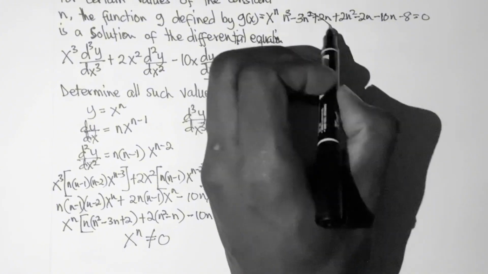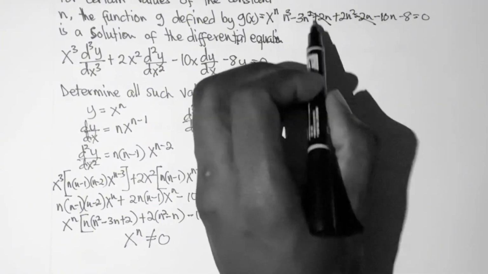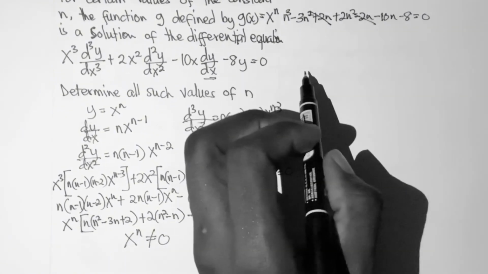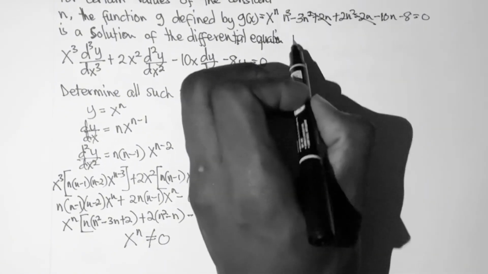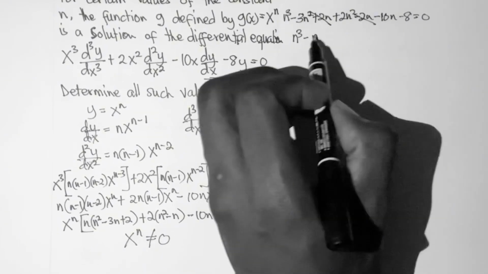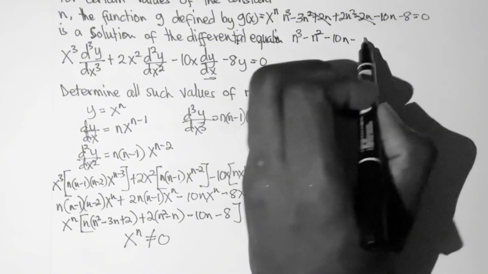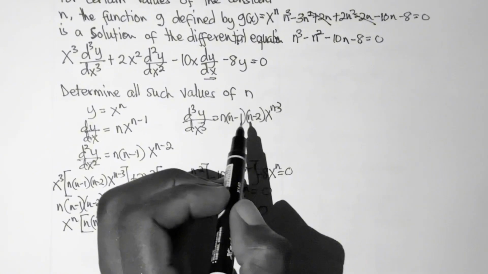So you see that there is plus 2n here, minus 2n, they can cancel. Now, minus 3n squared plus 2n squared is minus n squared. So we have n cubed, minus n squared, then minus 10n minus 8 is equal to 0.